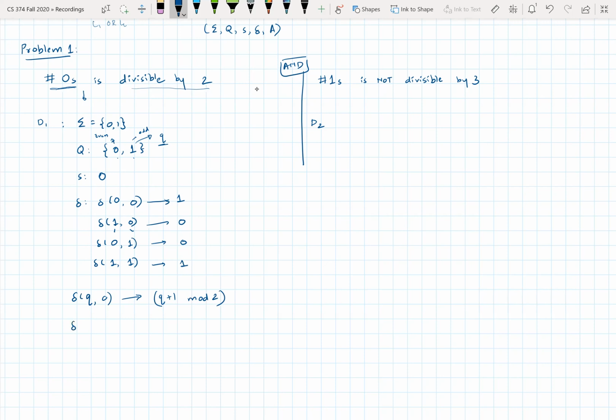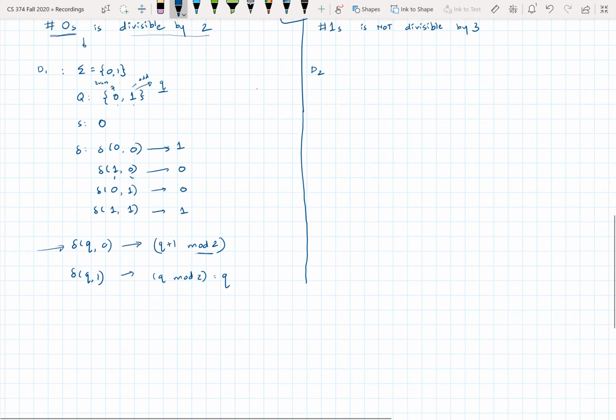right? And delta of Q on 1. So Q is now kind of representing the number of zeros, but except it is not representing the number of zeros, it is representing the number of zeros modulo 2. And so we maintain that over here. Delta of Q on 1 is just the same as Q mod 2. But since Q mod 2 itself is Q, this is just Q. Okay, and so this becomes our transition function.